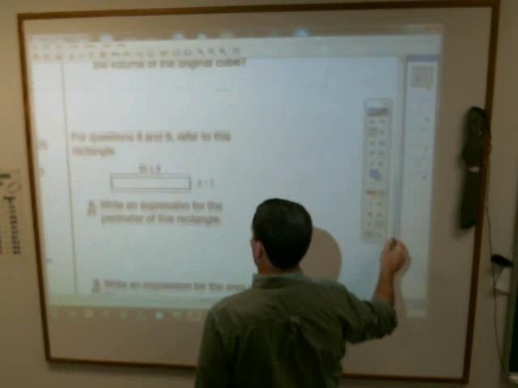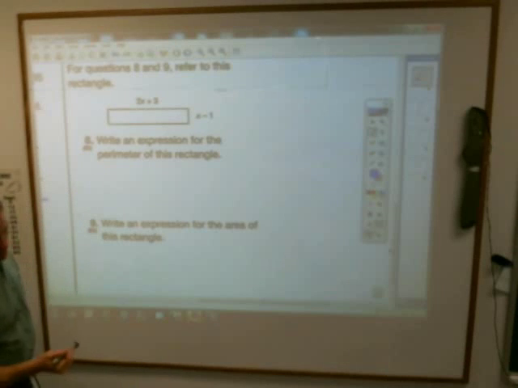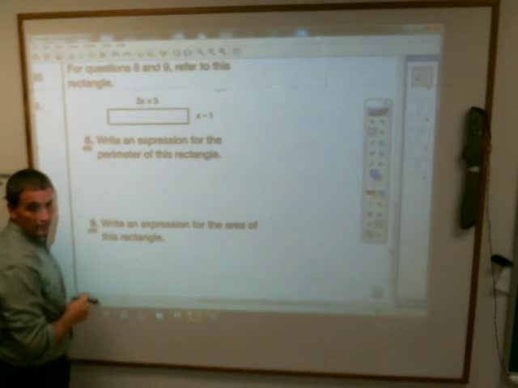8, write an expression for the perimeter of the rectangle. And the reason they call it an expression is because you're not going to get solid answers. You're not going to get a number, you're going to get a variable term. What is the perimeter? Logan, all the sides added together, correct?